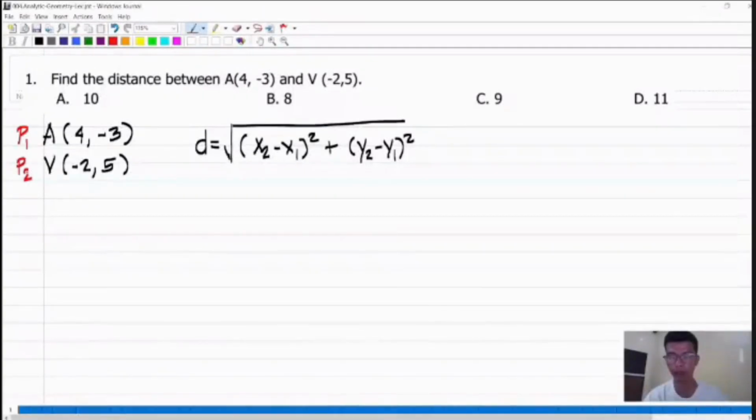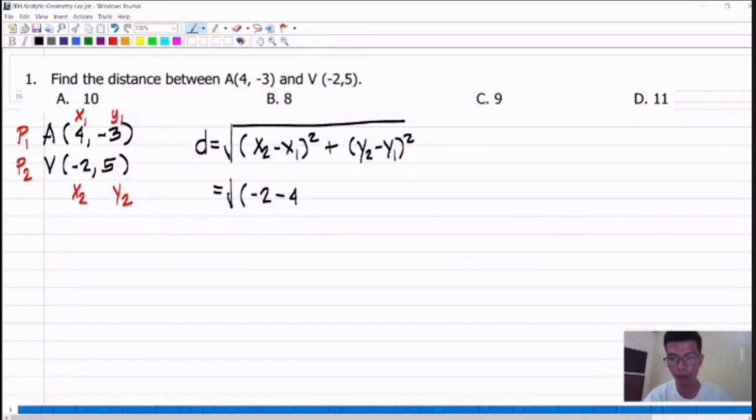Siyempre, kay point number 1, manggagaling x sub 1, y sub 1, and then kay point number 2, manggagaling x sub 2, y sub 2. So, substituting these variables or these quantities sa ating formula, so our distance will be the x sub 2 is negative 2 minus the x sub 1, 4 raised to 2, plus our y sub 2, which is 5, minus our y sub 1, negative 3 squared.